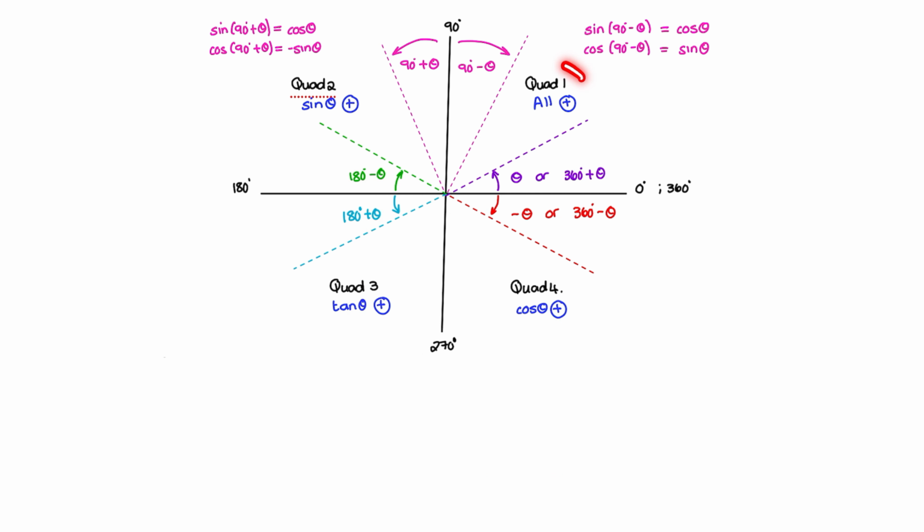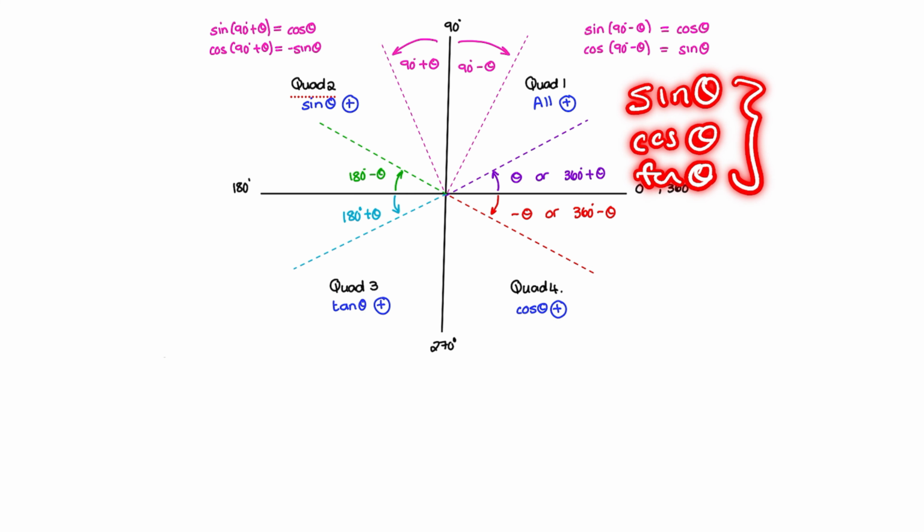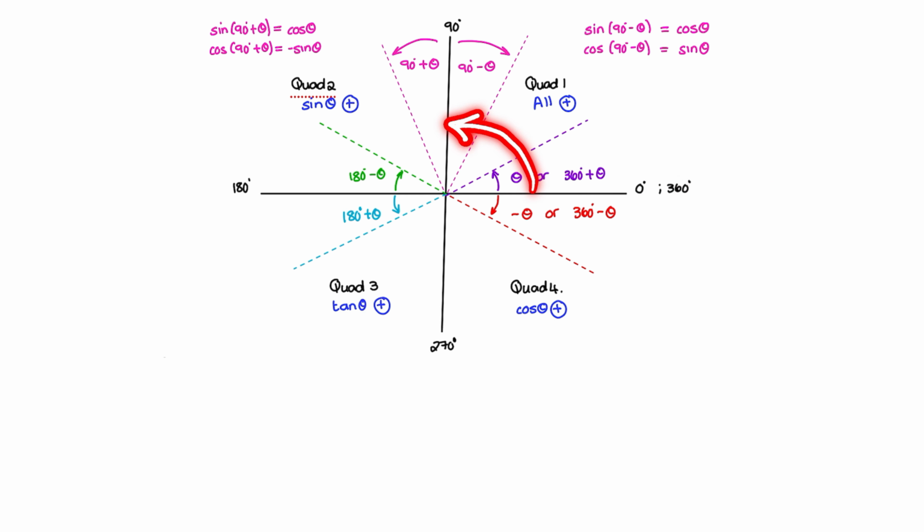Let us start in quadrant 1. In quadrant 1, our angle size would be between 0 and 90 degrees. And what we know is that all three trig ratios would give us positive results in quadrant 1. That means that sine theta, cos theta, and tan theta will give us positive answers if the angle size of theta is between 0 and 90 degrees.